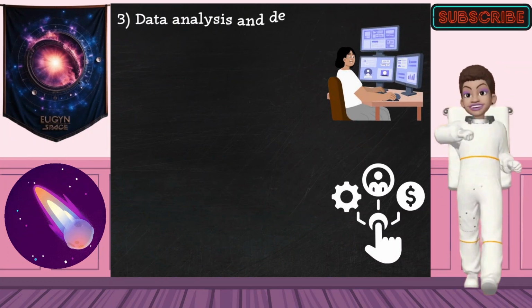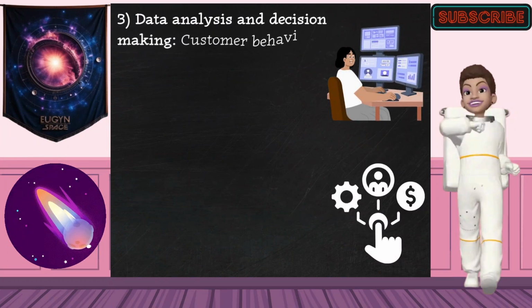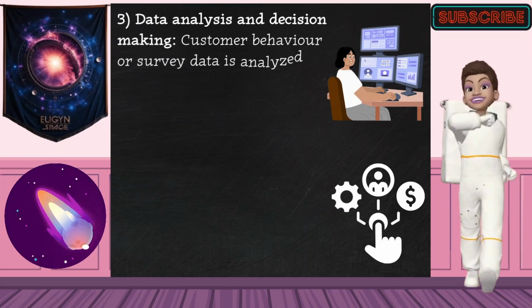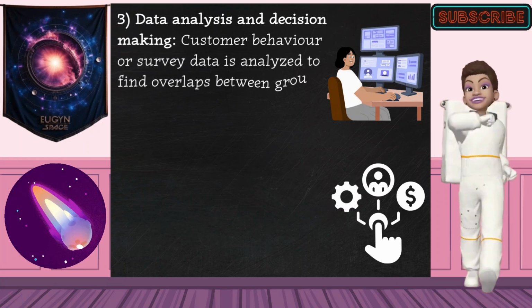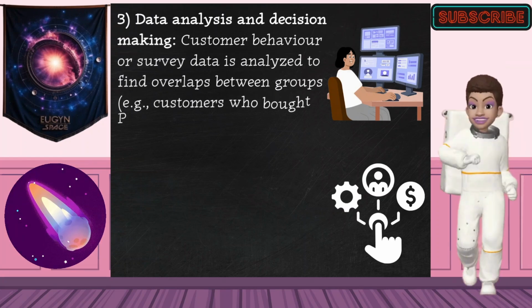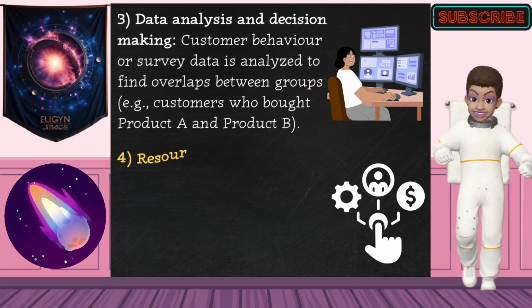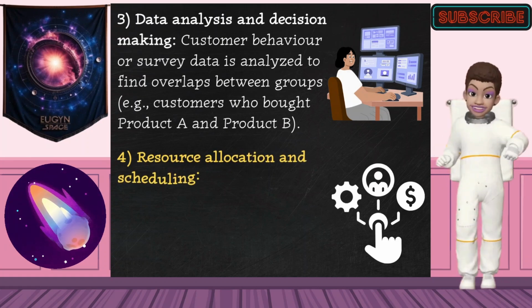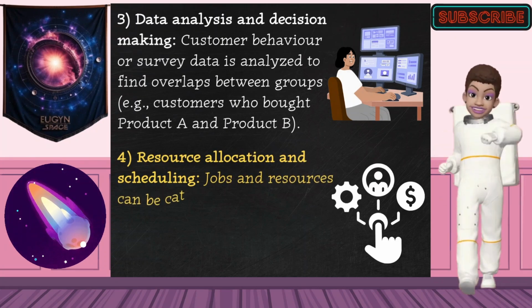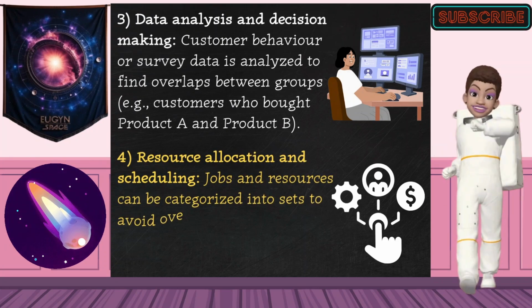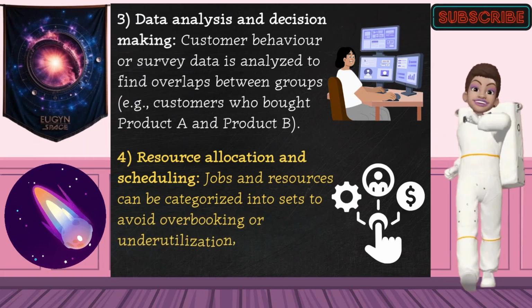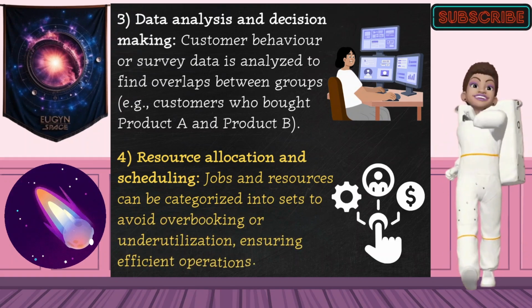3. Data analysis and decision making. Customer behavior or survey data is analyzed to find overlaps between groups. For example, customers who bought product A and product B. 4. Resource allocation and scheduling. Jobs and resources can be categorized into sets to avoid overbooking or underutilization, ensuring efficient operations.